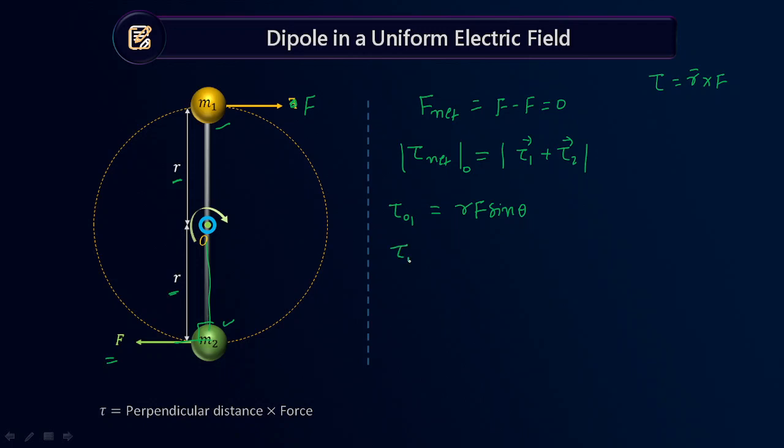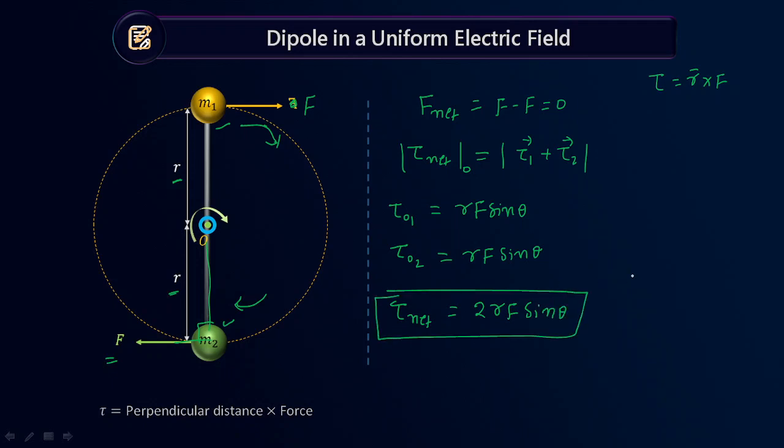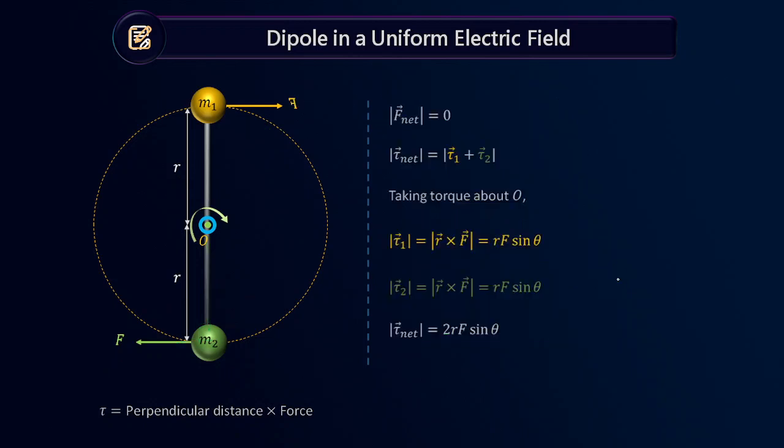Similarly, torque due to the second force about O will again be RF sine theta. Now the direction due to both will try to rotate clockwise only. Or if you take R cross F, it is inward due to both, by the right hand thumb rule, right? So can I say torque net due to both the masses' forces will be equal to 2RF sine theta? Yes or no? Everyone? So this is the net torque, 2RF sine theta.